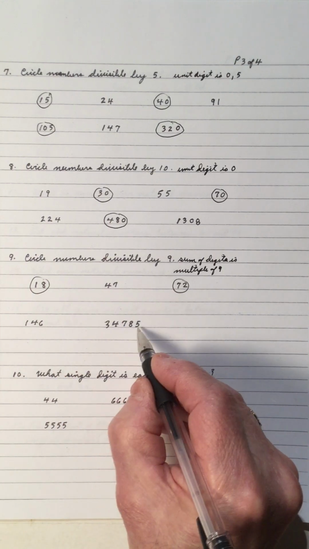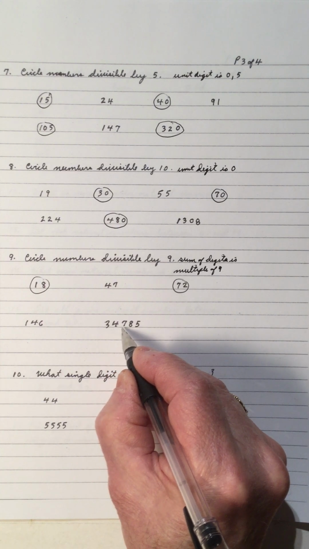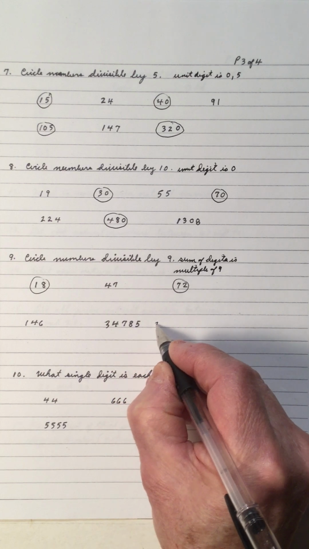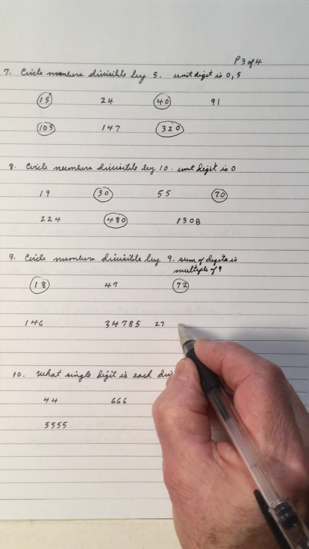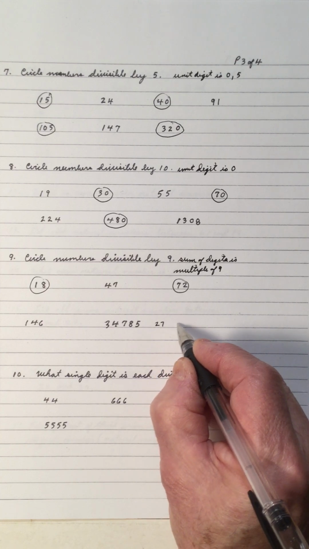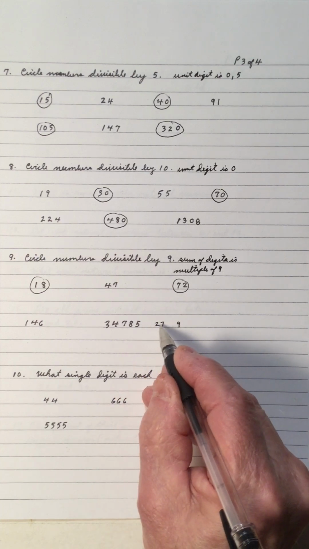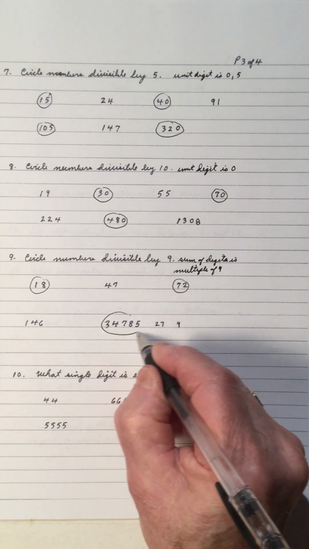So what about this long one? We add up to 7, 14, 22, 27. So they add up to 27. 27 is a multiple of 9. But if you keep adding, 2 plus 7 is 9. So it's a multiple of 9. If you add up all the digits, you get 27, which is a multiple of 9. If you add up those digits, you get 9. So this is divisible by 9.